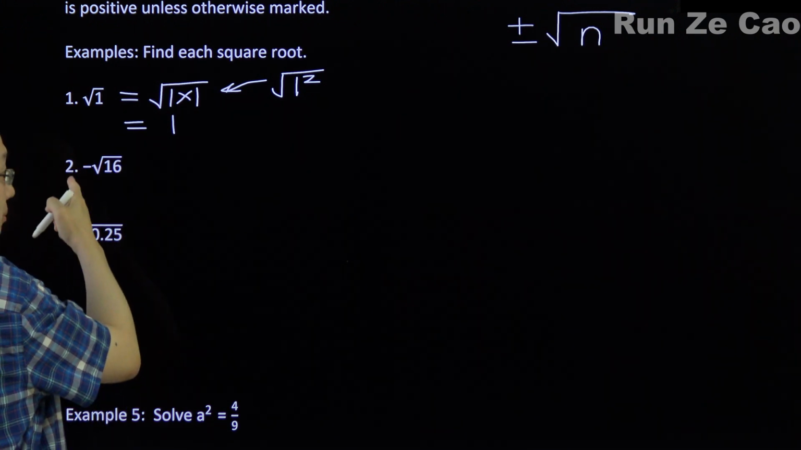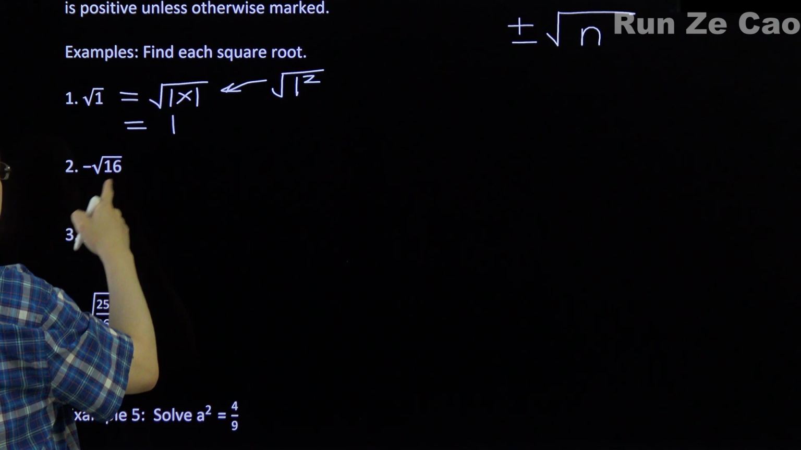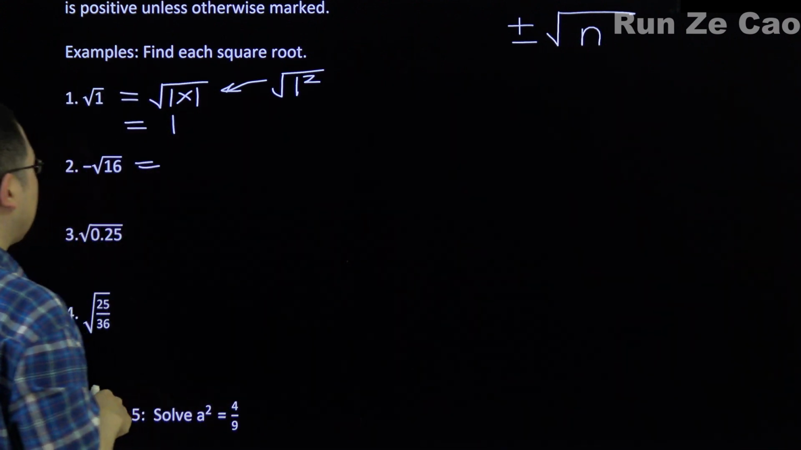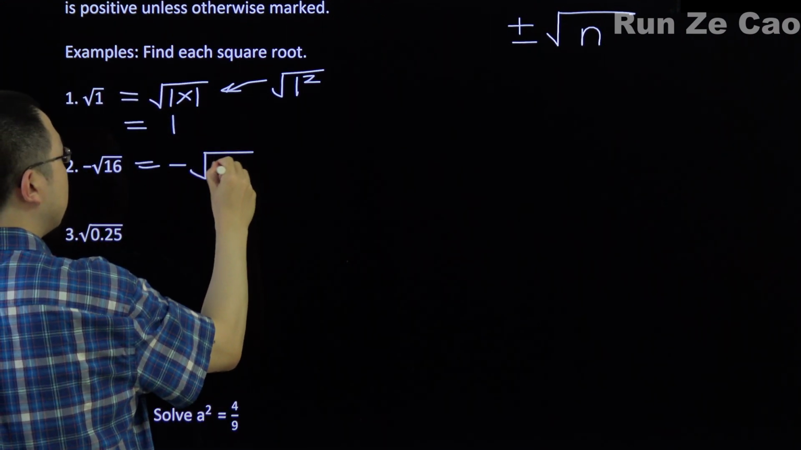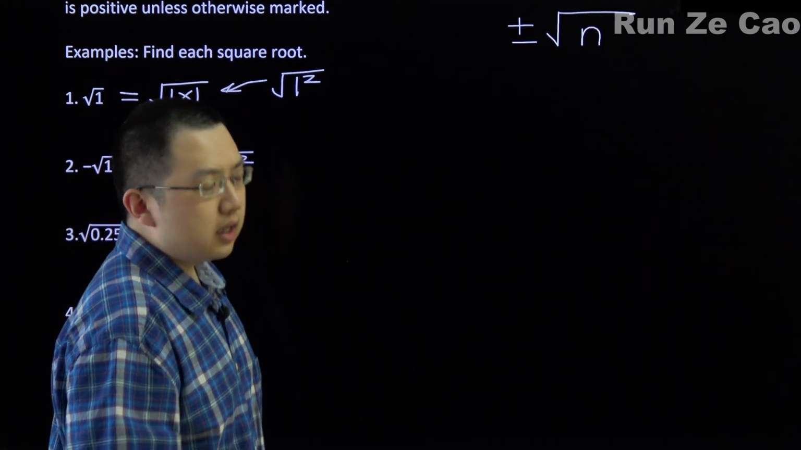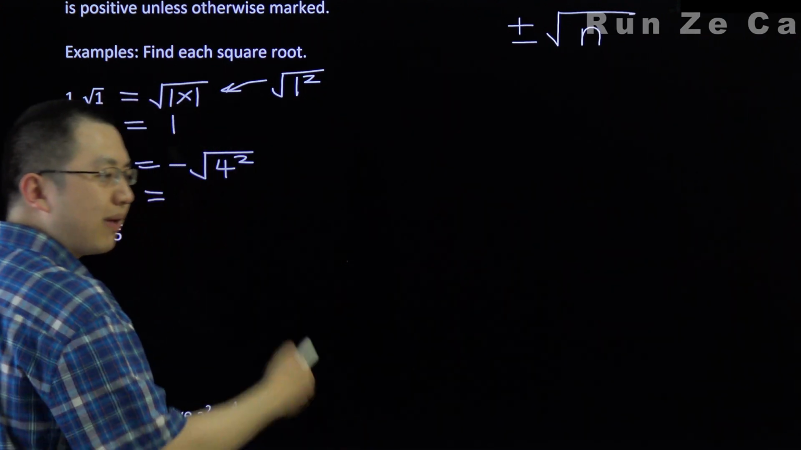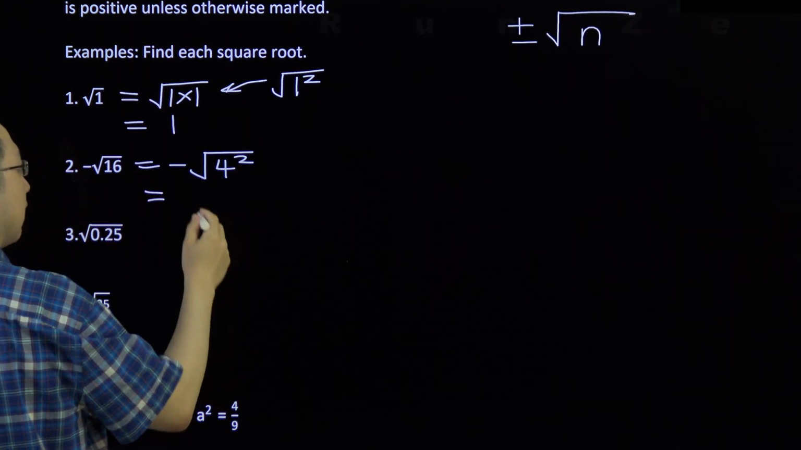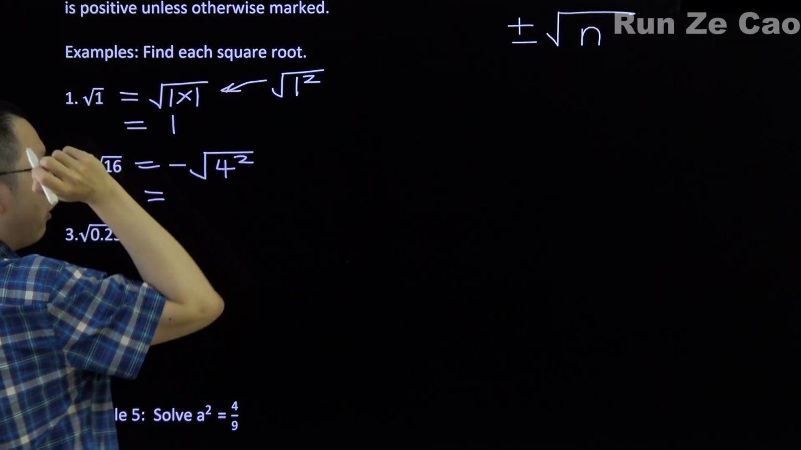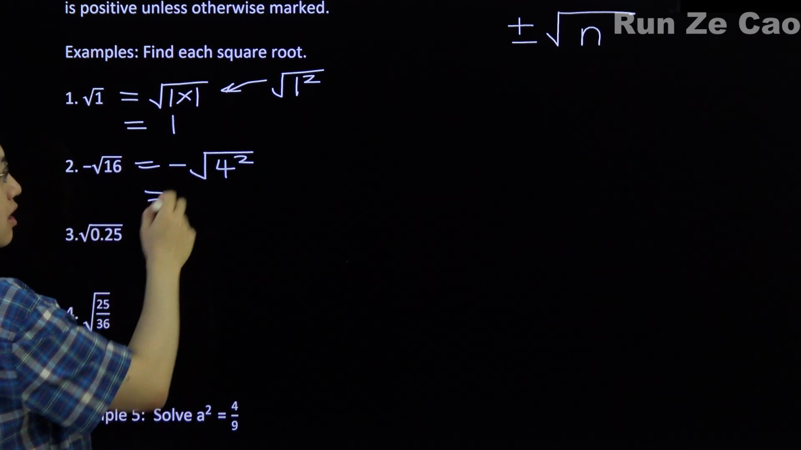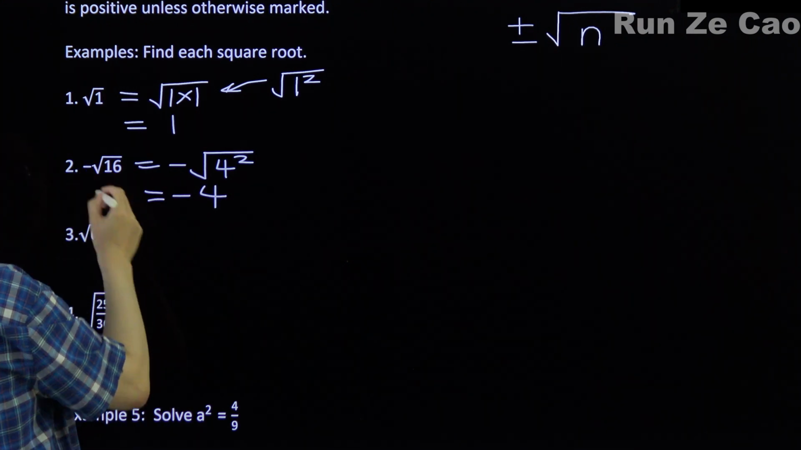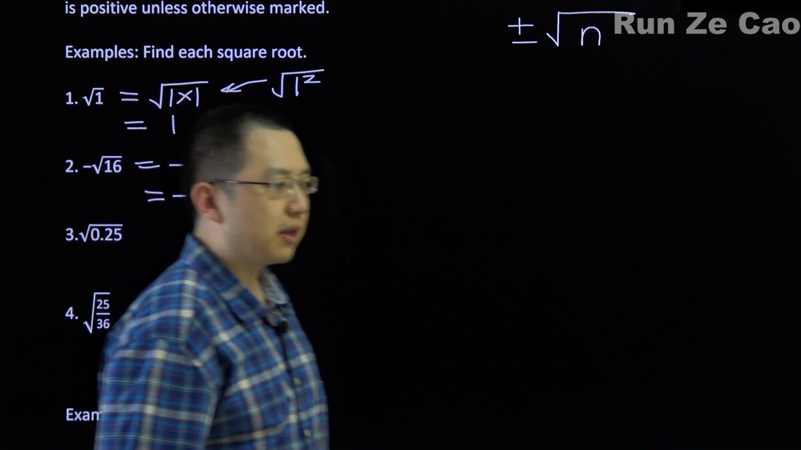But if it's specifically marked, like this negative square root of 16 here, well, for North America, that would mean it's negative square root of 4 squared, because 16 is equal to 4 squared. It's also equal to negative 4 squared, but for North American purposes, we're not bothering with that. So in North America, the square root is the positive square root. And because positive 4 times positive 4 equals 16, the square root of 16 is equal to 4. And since there was a negative symbol in front, it's going to be negative 4.